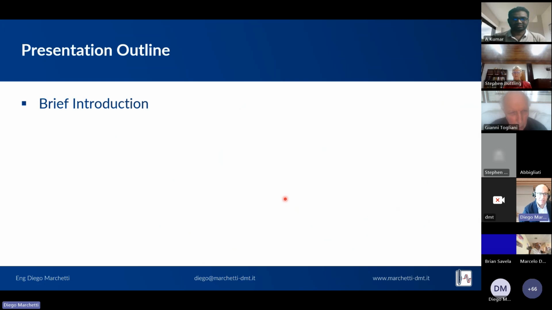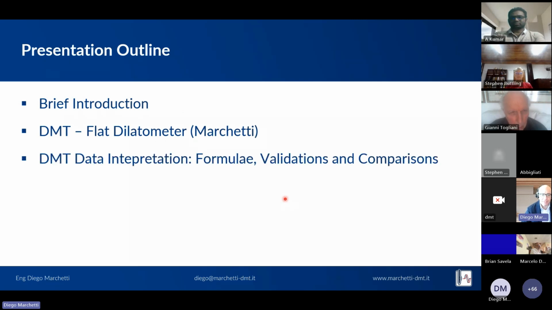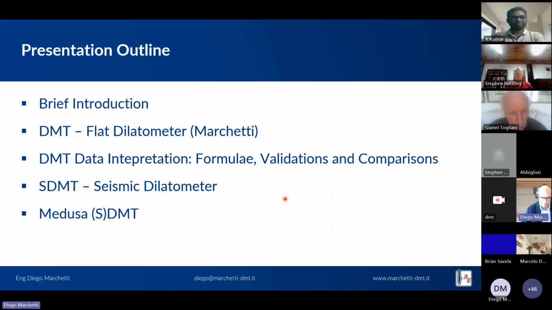So this presentation will have a brief introduction and then focus on the flat dilatometer, the data interpretation of the flat dilatometer results in terms of formula, showing validations and comparisons. Then we will look into the seismic dilatometer and then the Medusa SDMT. Finally, I will show some case histories and examples of results to show how to read the results of this test.